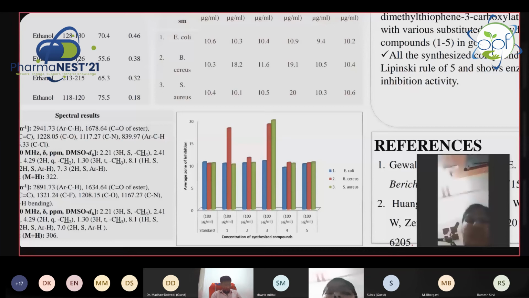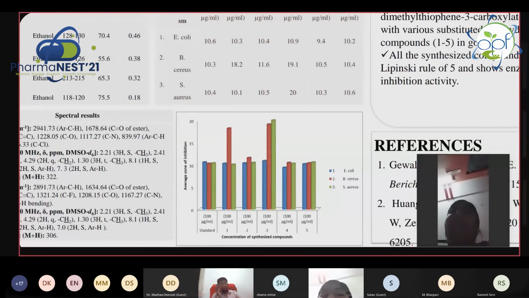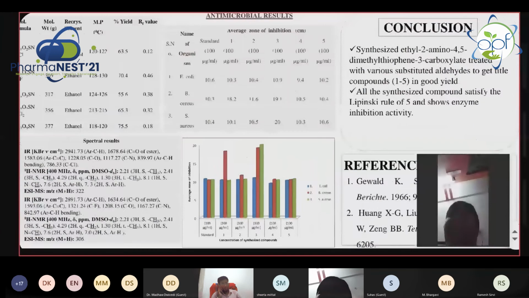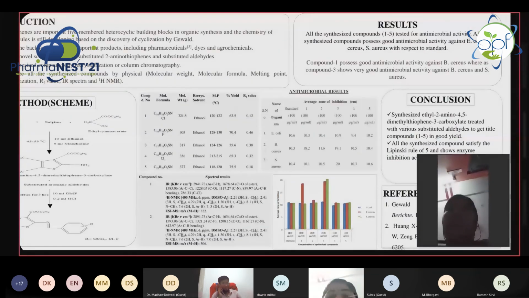good yield. And all these synthesized compounds satisfy the Lipinski rule of 5 and show enzyme inhibition activity. Generally, Lipinski's rules mean the molecular weight of the compound must be less than 500, its partition coefficient value must be less than 5, and total polar surface area must be less than 140 angstrom. If it satisfies all these points, then this novel compound satisfies the Lipinski rule of 5. These are the references. Thank you.